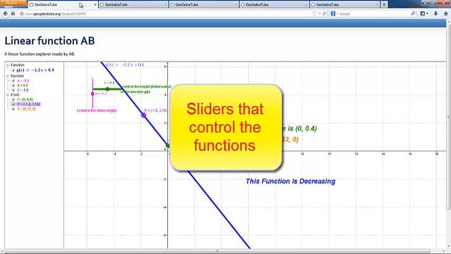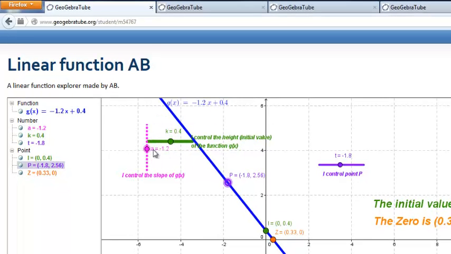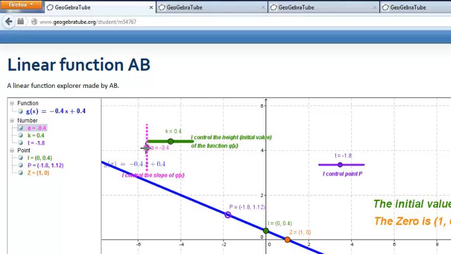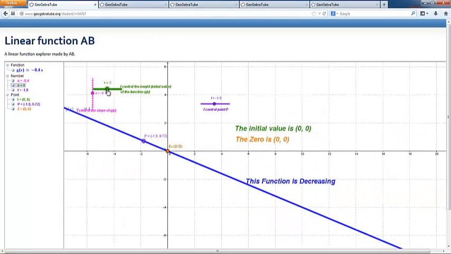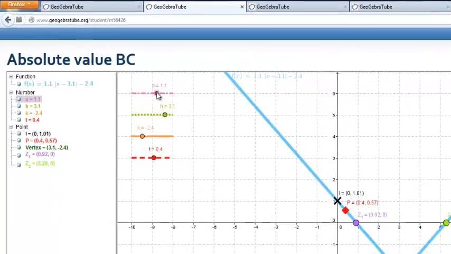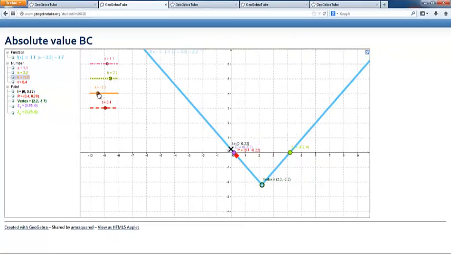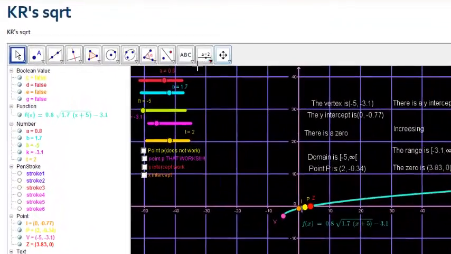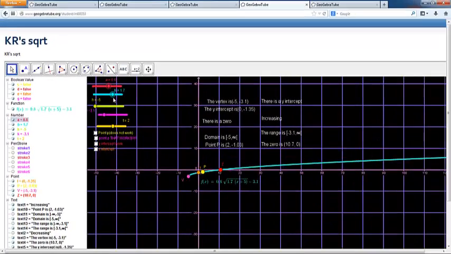In each case, the students had to create sliders, and that's these things over here, that would control the parameters for the function. So for the linear function, this slider here controlled the slope, and this one controlled the initial value. For the absolute value, there had to be an A parameter, and an H and a K parameter. Same three parameters for the quadratic, A, H, and K. And the square root function had to have 4 parameters.